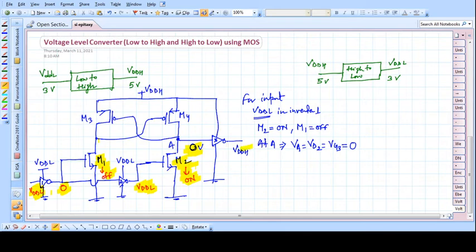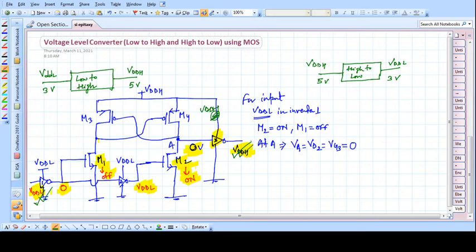When giving 0, it becomes 0 volt, VA becomes 0 volt, then this one is the third inverter. So if we are giving 0 volt, it will get the high value of VDD-H, because we are giving the VDD-H supply here. Because in this one the supply is VDD-H, so the output will be VDD-H.